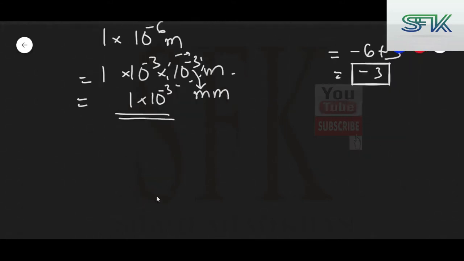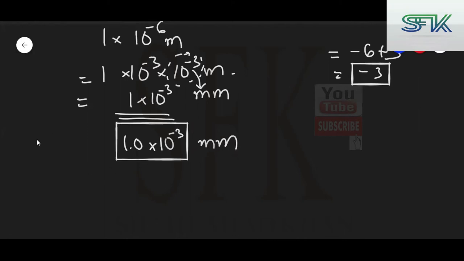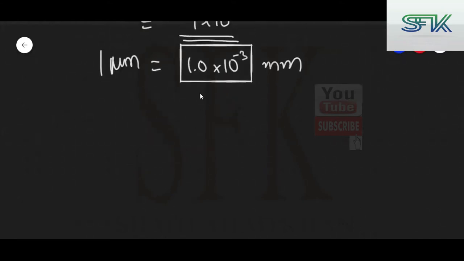You can leave the answer in this form, though the examiner would prefer it in 2 or 3 significant figures. So 1 micrometer is equal to 1 times 10 raised to the power minus 3 millimeters. This can also be simplified further: because the power is negative, you move the decimal to the left. You jump it 3 times, with two empty places, so the number becomes 0.001. So 1 micrometer is equal to 0.001 millimeters.